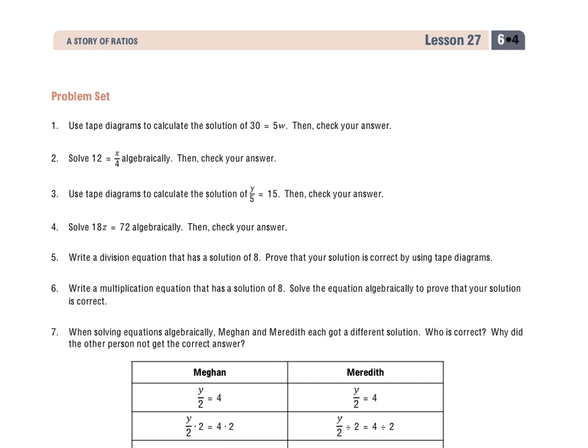So we're going to start right in. I'll take a look at 1. It says use tape diagrams to calculate the solution for 30 equals 5w. So when I see this, I see 5w. So I'm going to draw a tape. I'm going to partition it into 5 equal spots, and I know that each one of those is a w, and I know that the whole thing is 30.